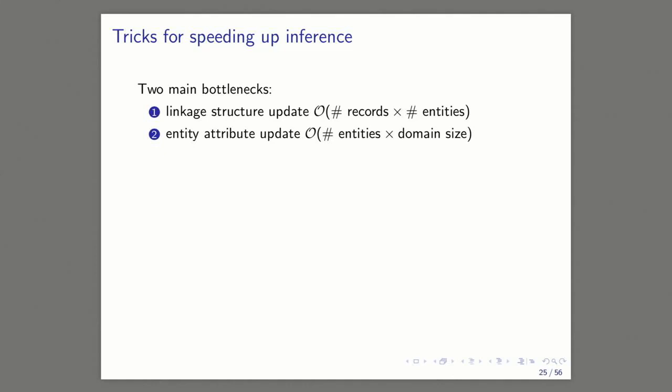So I just want to talk about a couple of the tricks for speeding up the inference. So there's two main bottlenecks here. So there's the linkage structure update. The order of this is going to be the number of records and the number of entities. And then there's another bottleneck, which is the entity attribute update. So most methods actually don't take the attributes into account. They kind of ignore these. And here the order of this is going to be the number of entities times the domain size. And both of these are actually quite big. And you actually have to do these sequentially.